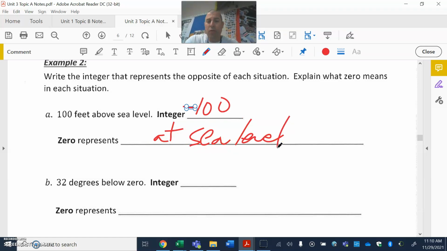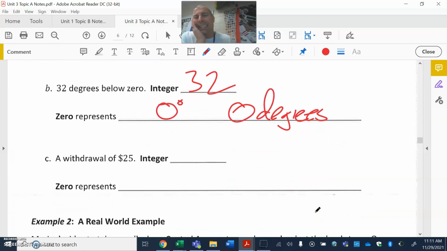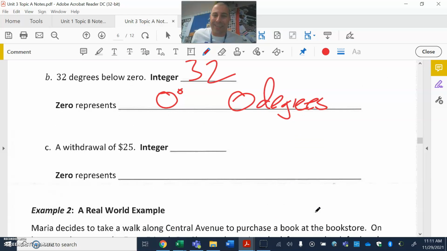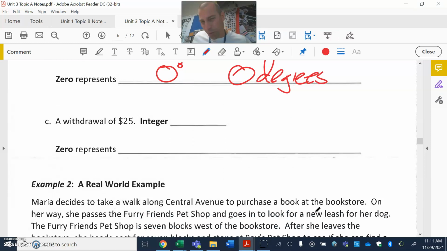32 degrees below 0. Below 0 means that's a negative number, so the opposite of a negative is a positive. 0 here represents 0 degrees. The degree symbol looks kind of awkward there, so I'm going to write it out. And again, the whole what does 0 represent, I'm not a big fan of it, but I think it's worthwhile to say it. They're not getting at anything; we just want to make sure we understand the context of the situation.